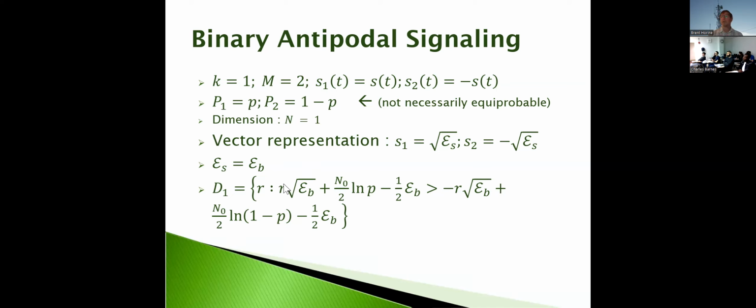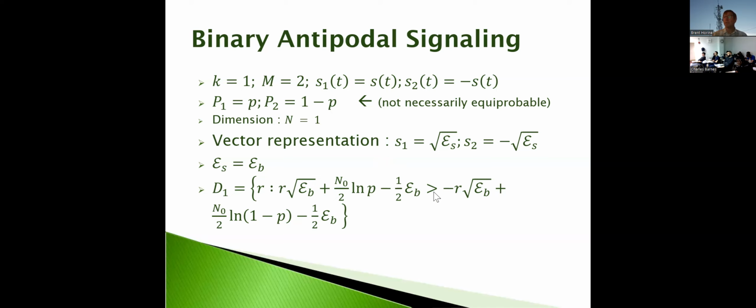So here we're taking those previous equations and taking R times S1, where we've replaced E sub S with E sub B. And we recall that there's this dependency on the probability of that message being sent, the a priori probability, and subtracting half of the energy of the bit. This was what we called our bias term, and we substituted in those values.